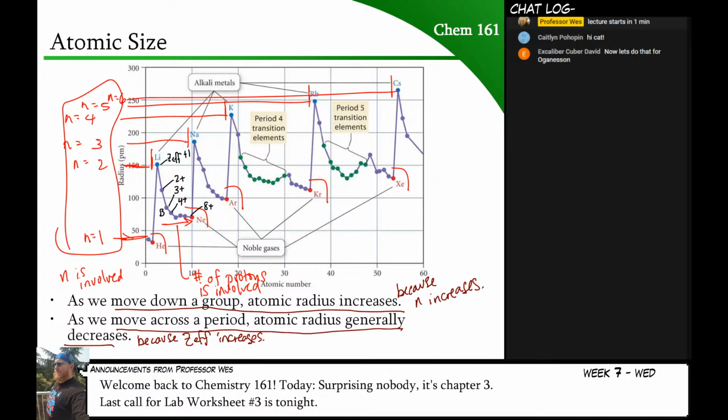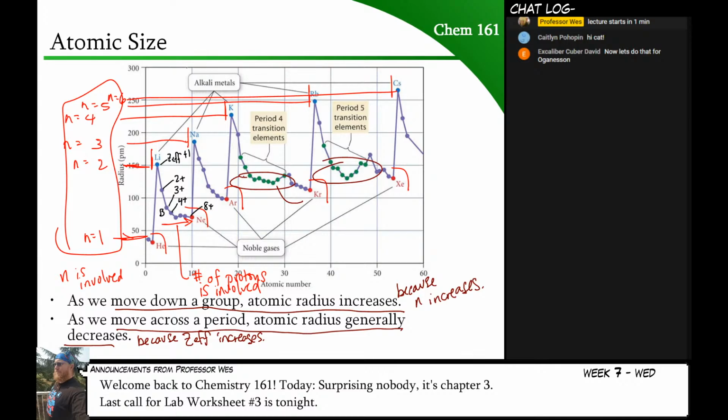Now, there will be minor hiccups with transition metals. For example, these are all roughly the same size. How do we explain this? These are roughly the same size too. In fact, they tend to increase at the end there. But on average, they're about the same size. How do we explain those trends?